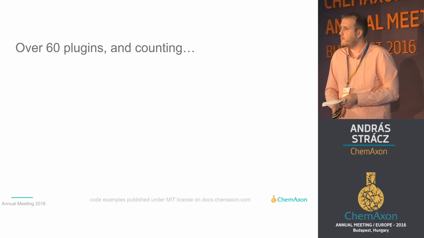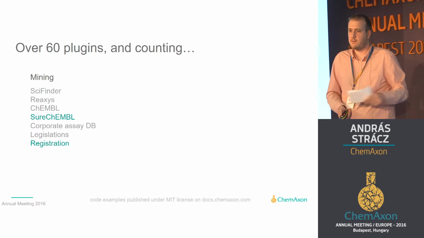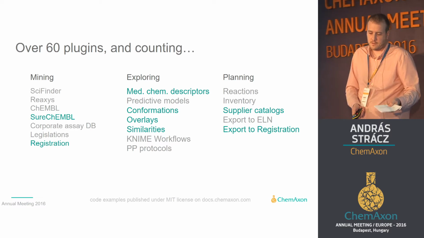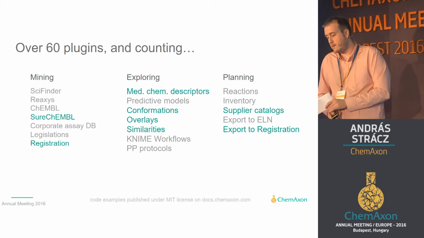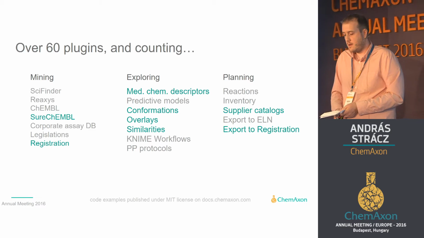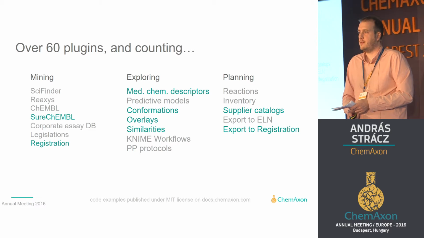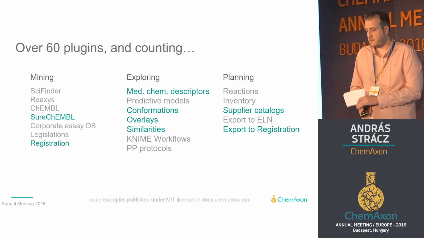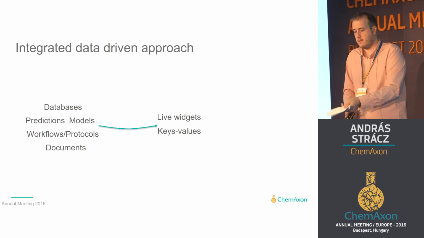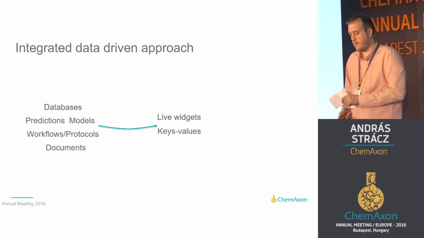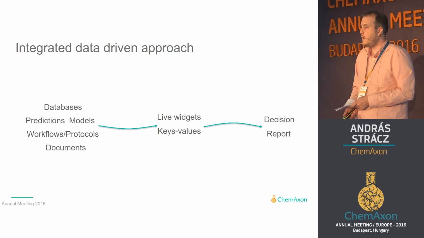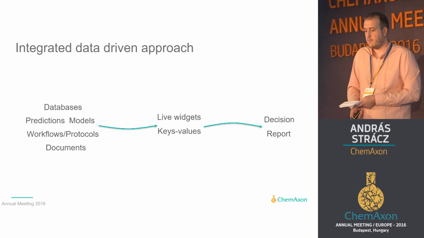Over the last 2 years or so, we collected over like 60 plugins, categorized into mining, exploring, and planning. It looks like this. And I think what you should take away from this, I hope you can see the colors, is that only some of these are ChemAxon related. So it's a very, very open system. There will be many, many useful things that ChemAxon doesn't provide and perhaps won't even provide in the future. And what this gives you is, well, you use your databases, prediction models, workflows, documents, and as a combination of live widgets and useful key values, you can make a decision and get the same in a report.